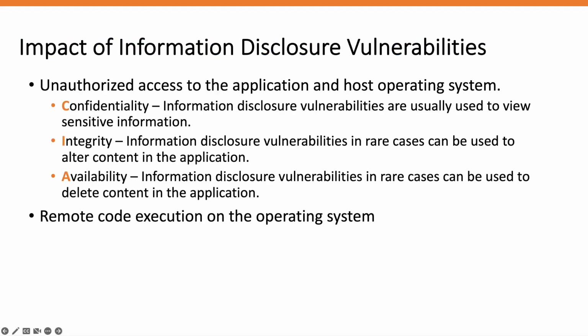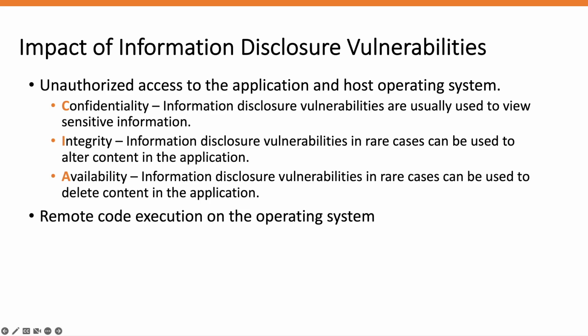All right, in the past couple of slides, we discussed the technical details behind information disclosure vulnerabilities, and we saw a few examples. Now let's talk about the impact of such vulnerabilities. When discussing impact, I like to refer to the CIA triad, so how it affects confidentiality, integrity, and availability. Usually, information disclosure vulnerabilities only affect confidentiality because, by definition, they leak sensitive information about the system.